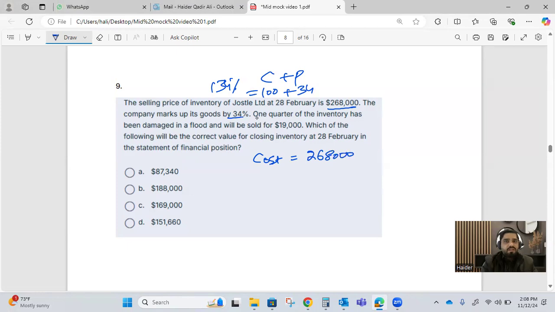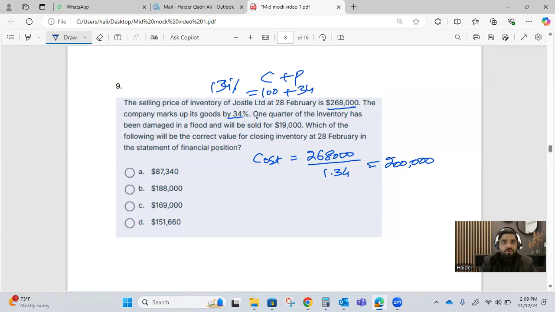which is 134%. You can divide it by 1.34, or you can just divide by 134% and multiply by 100, or you can just do this shortcut: 268,000 divided by 1.34, because you want to know the cost, and this cost is 100%. So the cost of this value is $200,000. We calculated the cost of goods sold from the given selling value.